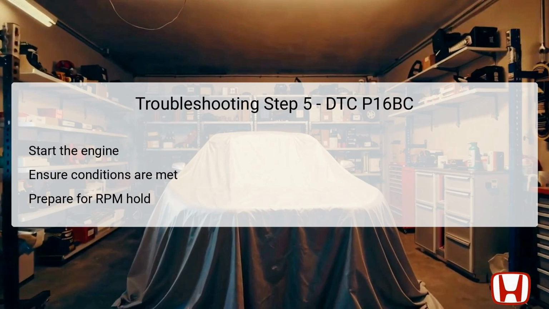Once the engine is started, it is vital to ensure that specific operational conditions are implemented. This includes turning on the air conditioning, setting the temperature control to maximum cool, and activating the blower fan at the highest speed. Additionally, the rear window defogger and headlights should also be switched to high beam. These actions demand maximum load from the alternator, allowing for a comprehensive assessment of its performance under stress.